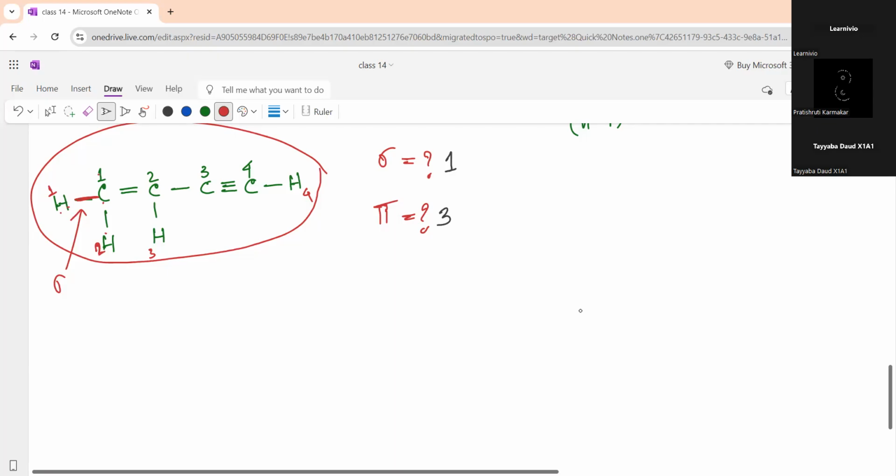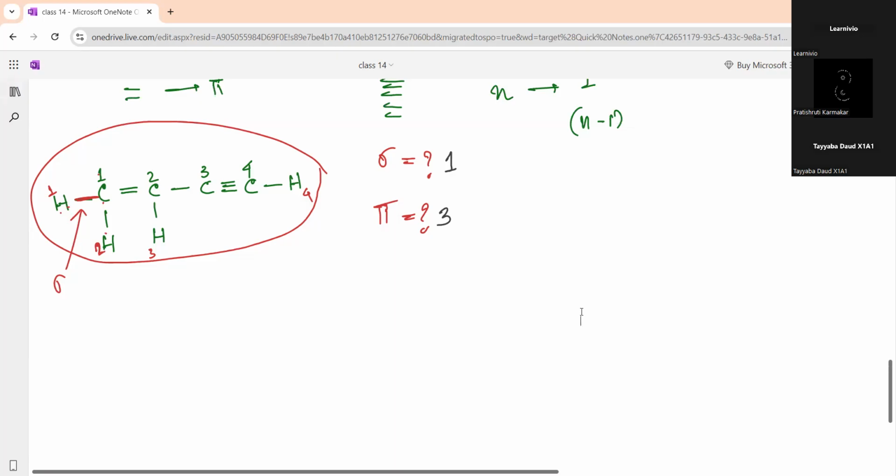Actually, between carbon 1 and carbon 2 there are 2 lines, so I was taking that as shared electrons. Repeat what you said. Between carbon 1 and carbon 2 there are double bonds, right? Yeah, that's between carbon 1 and carbon 2. But I am asking about carbon 1 and hydrogen 2. How many bonds are they sharing? One bond. So is this a sigma bond or pi bond?